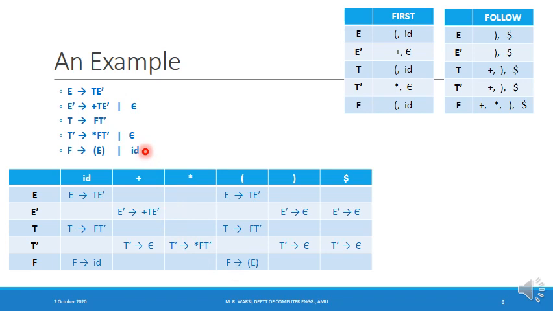The last production in the grammar is capital F derives identifier. Where will I add this? I'll add it at the location whatever is the first of this. First of this is containing identifier. So this production has been added at the location F comma identifier. So this is how we have constructed the parsing table for this particular grammar.